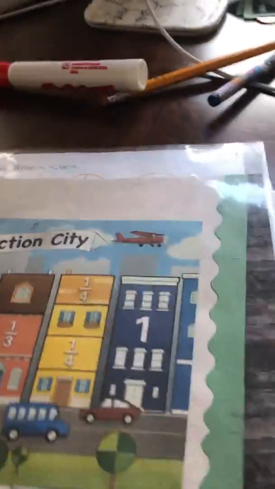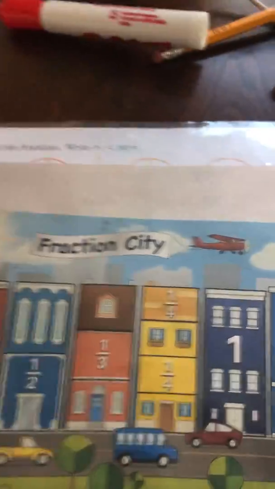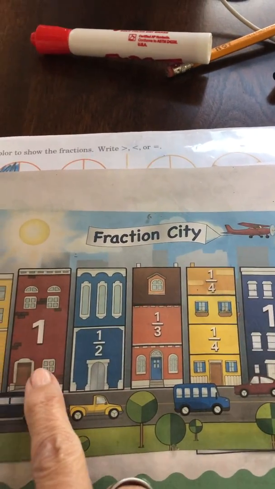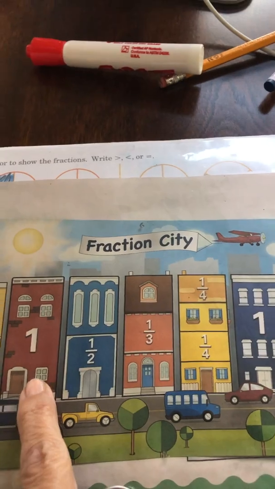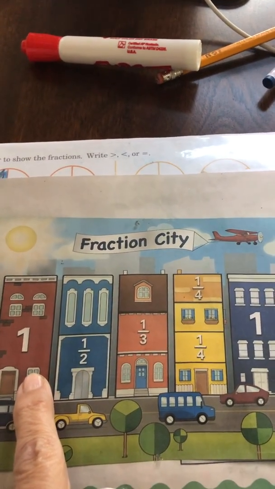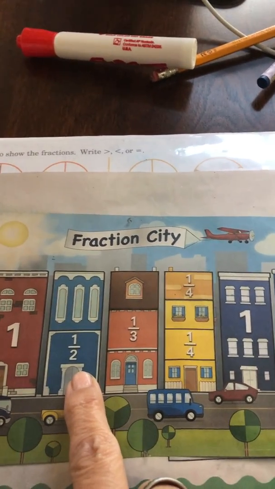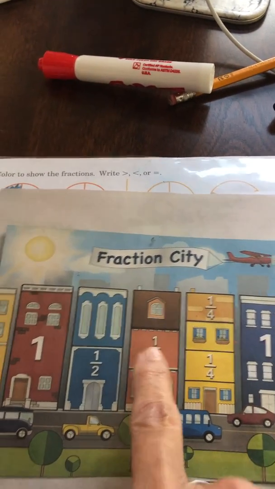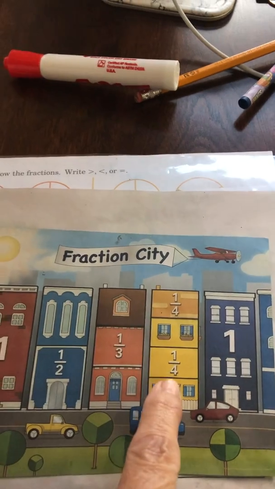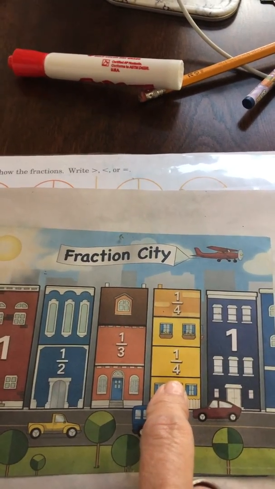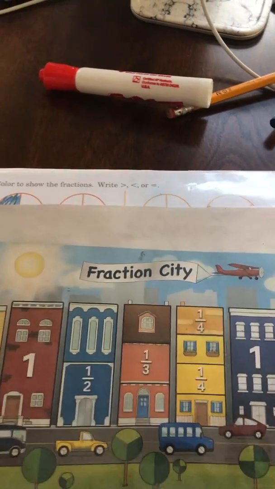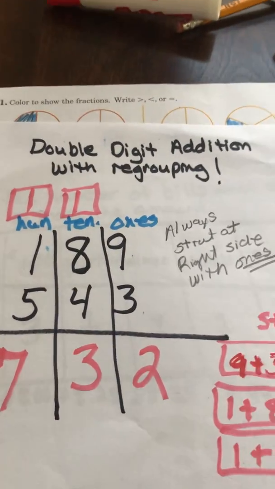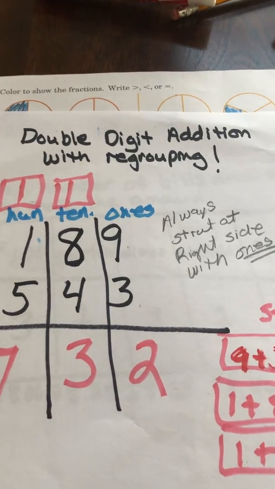Okay, here we go. All right, the first thing is Fraction City. If you look at the buildings here, you'll see 1 whole building equals 1 whole of the building. 1/2 is half of the building. 1/3 would be 3 parts of the building, and 1/4 would equal 4 parts of the building. That's the fraction city.